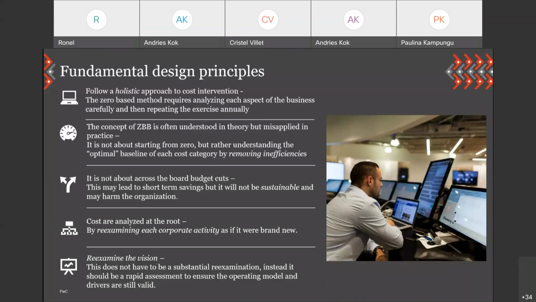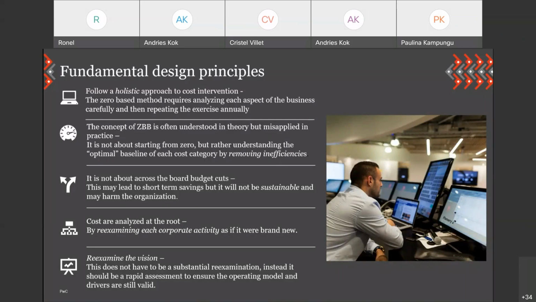Okay, so the nitty-gritty of this is, if you think about the slide we did earlier where we looked at the cost buckets, that is taking a holistic approach to understand which costs, what are the causes of the cost, and what are its effects on revenue or profitability. So that is what we mean when we say follow a holistic approach. It's about understanding each cost before you get into the ZBB process.